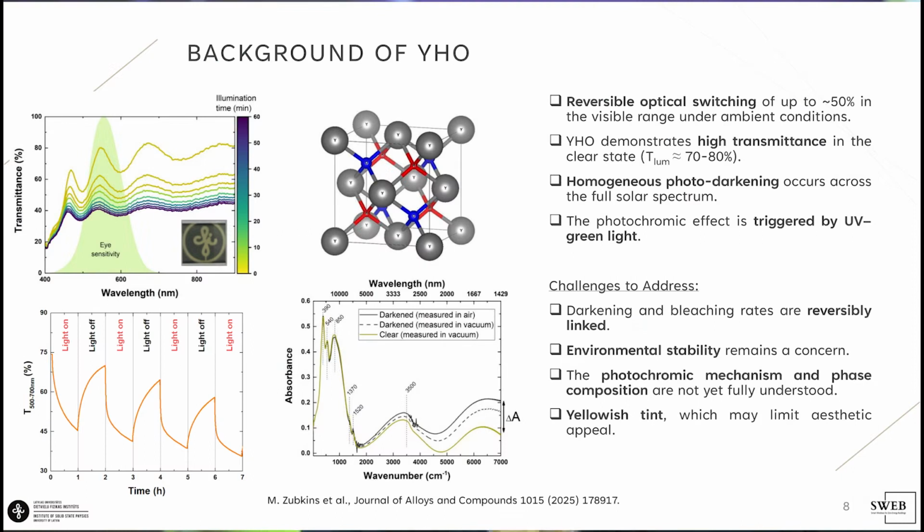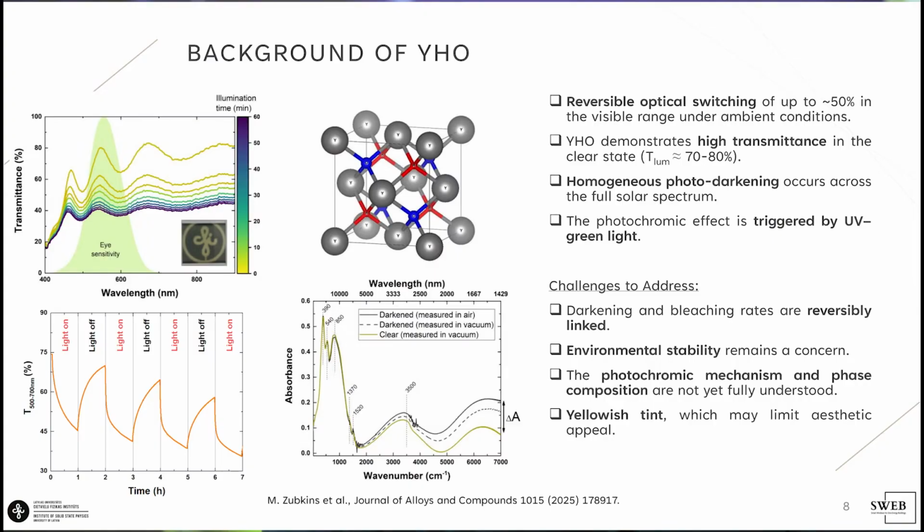The structure: yttrium forms a cubic phase structure where oxygen is placed in the tetrahedral sites. Hydrogen can be in tetrahedral or octahedral sites, or even in some interstitial sites. In this representation in my presentation, hydrogen is also placed in the tetrahedral site.